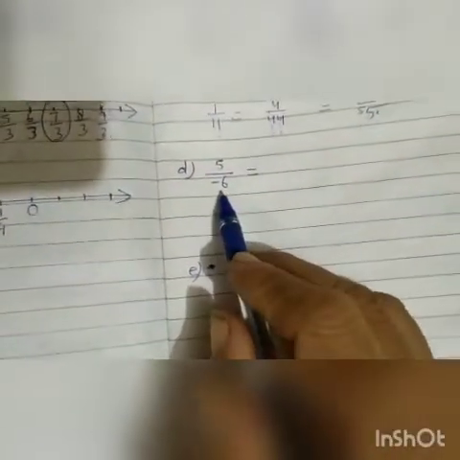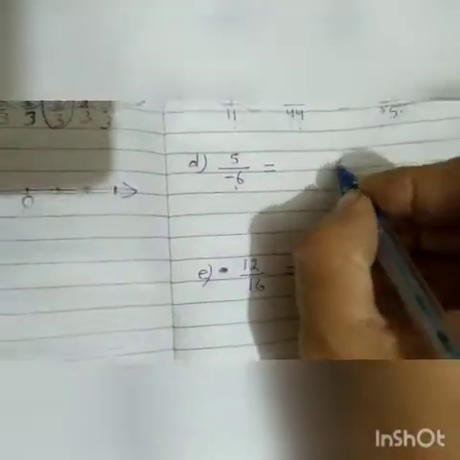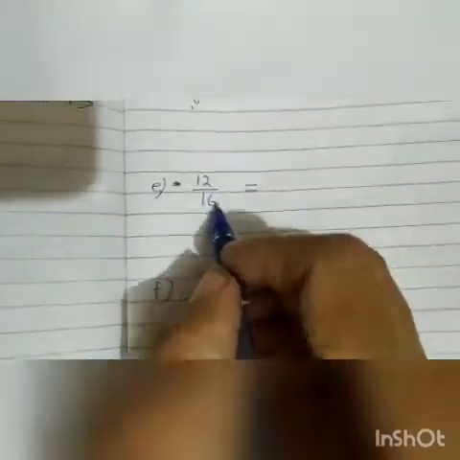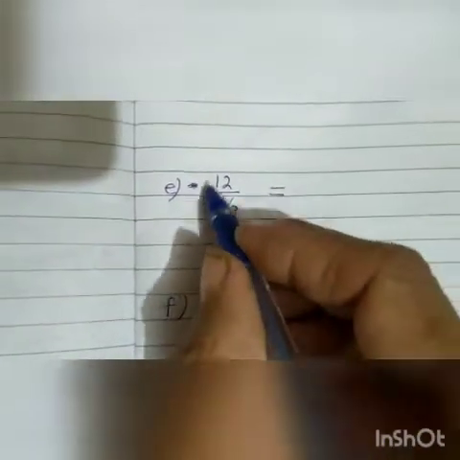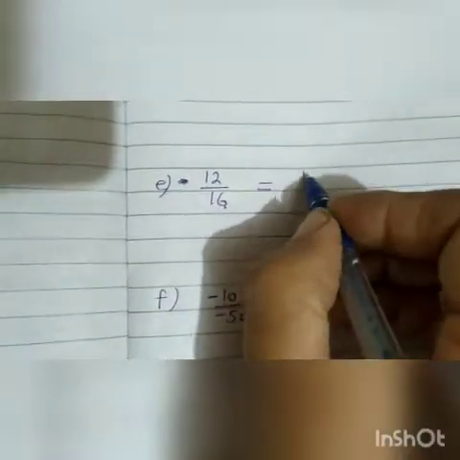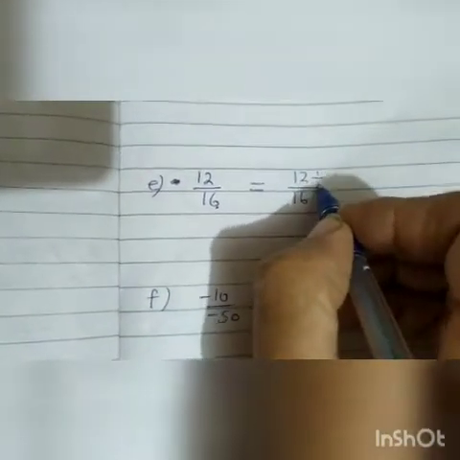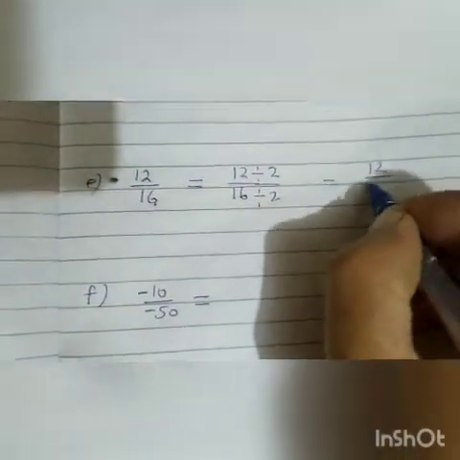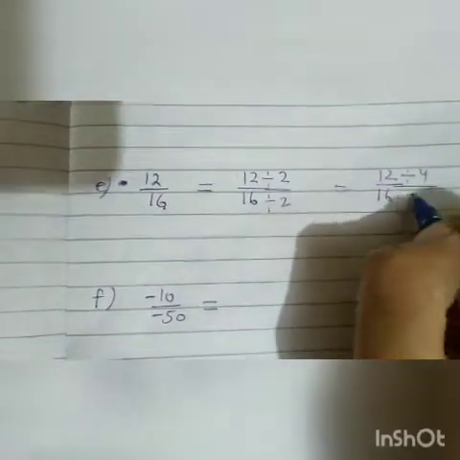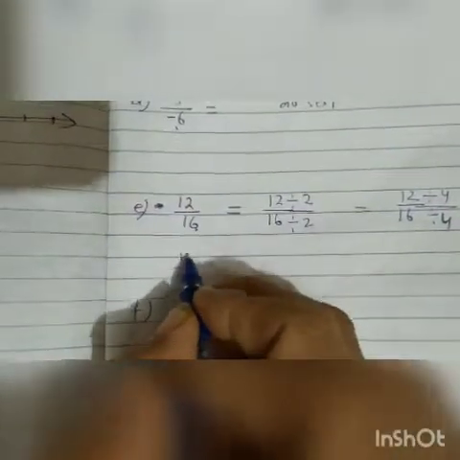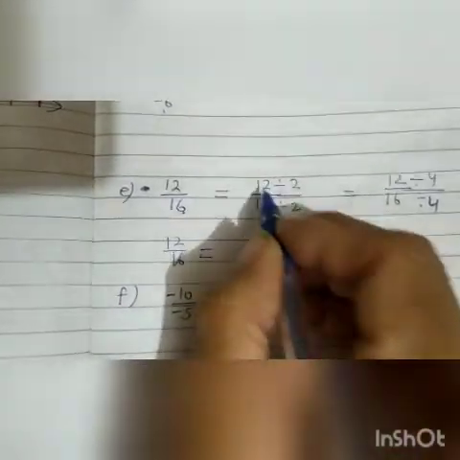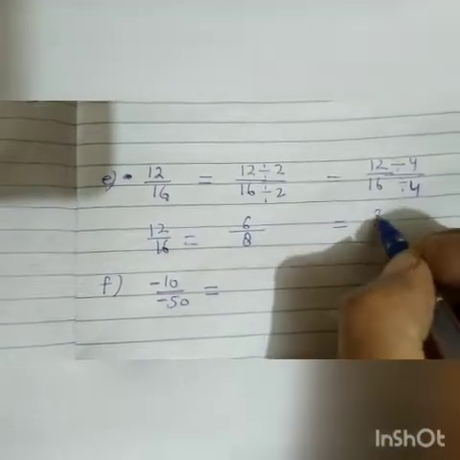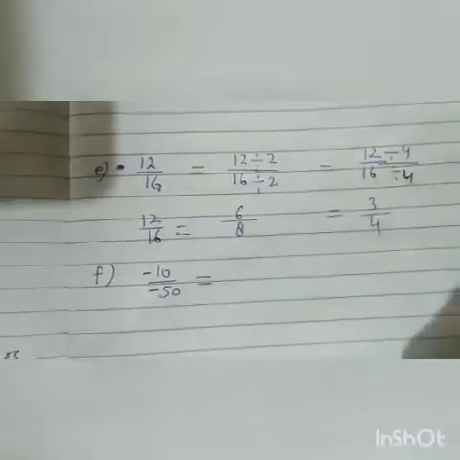Now do D yourself. Come to 12 upon 16. See, I am telling you by dividing. We can divide 12 and 16 by 2, and we can divide this 12 upon 16 by 4 also. So our equivalent rational number will be 12 divided by 2 is 6 upon 16 divided by 2 is 8, and 12 divided by 4 is 3 upon 16 divided by 4 is 4.